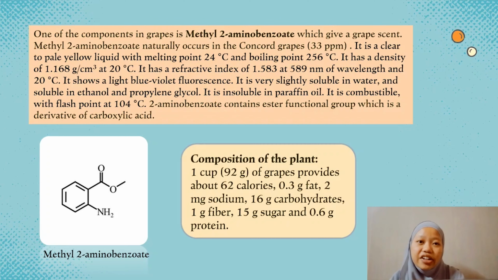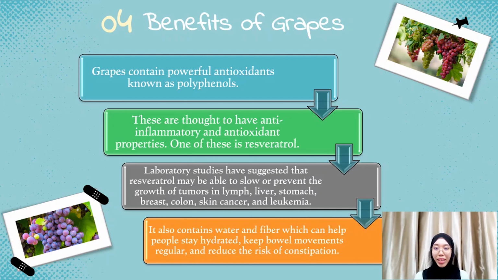So I'm going to talk about the benefits of grapes. Grapes contain powerful antioxidants known as polyphenols. These are thought to have anti-inflammatory and antioxidant properties, and one of these is resveratrol. Laboratory studies have suggested that resveratrol may be able to slow or prevent the growth of tumors in lymph, liver, stomach, breast, colon, skin cancer, and also leukemia. Other than that, grapes also contain water and fiber, which can help people stay hydrated, keep bowel movements regular, and also reduce the risk of constipation.